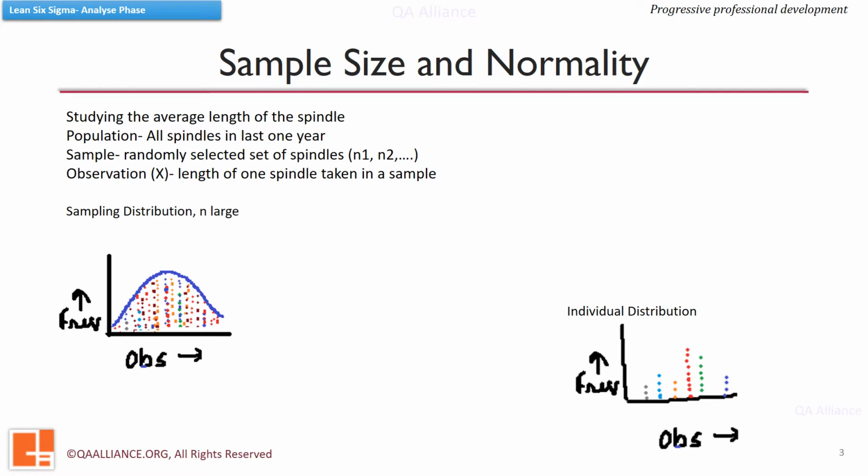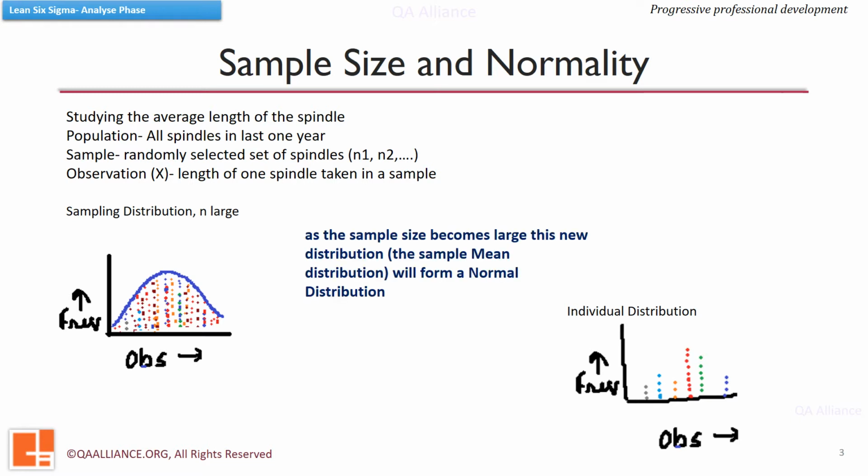This is irrespective of the distribution that is taken by individual values. This is what the central limit theorem is. It says, as the sample size becomes large, this new distribution, the sample mean distribution, will form a normal distribution, no matter what the shape of the population distribution of individuals is.